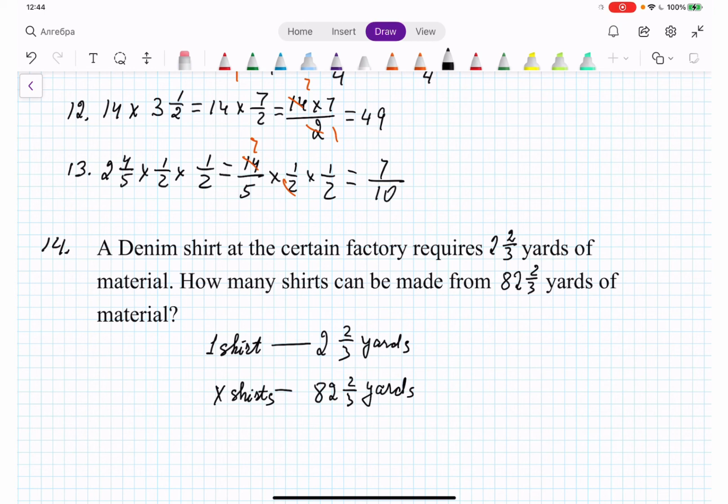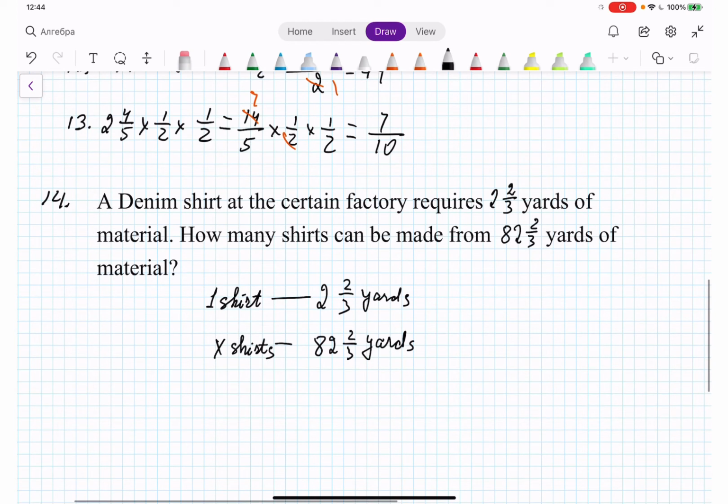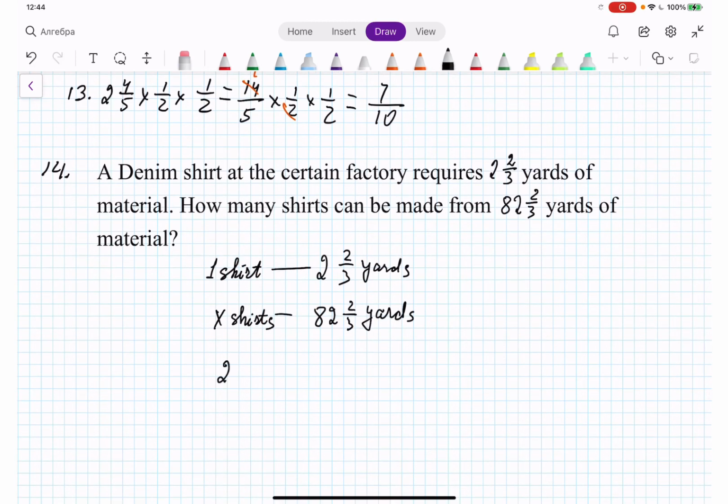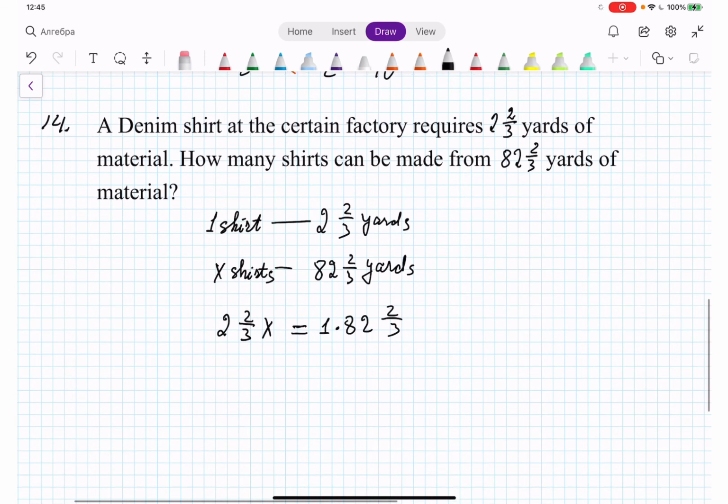Okay, so you write down shirts under shirts, measurements under measurements, okay? And then it's a proportion, and we are doing cross multiplication, like 1 times 82 2/3 and x times 2 2/3, okay? So this is going to be equal, 2 2/3 times x is equal to 1 times 82 2/3. Let me write it down so we can understand cross multiplication. I can clean this one once you already understood.